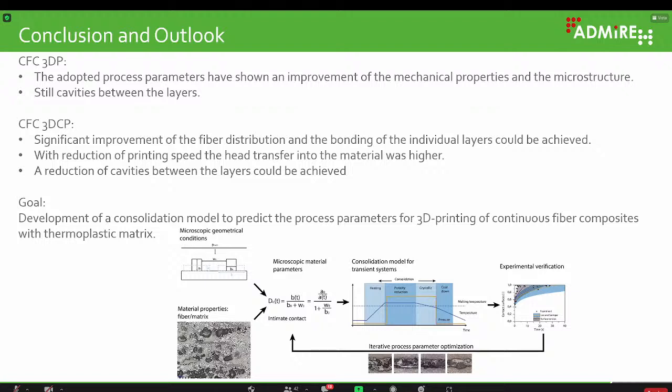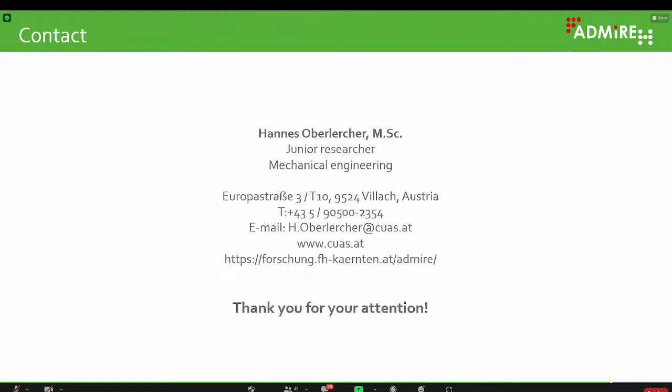In future, it is planned that we build up a kind of simulation model or consolidation model. This consolidation model should predict the content of cavities inside, and the necessary process parameters in terms of consolidation pressure, speed, and temperature. After that, we also want to make experiments with these process parameters and compare them with the theoretical results. That's all. Thanks for your attention, and feel free to ask questions, please.